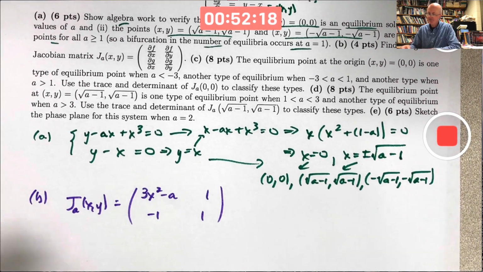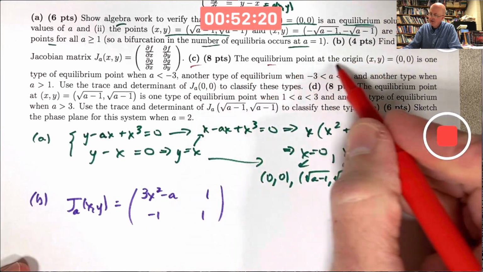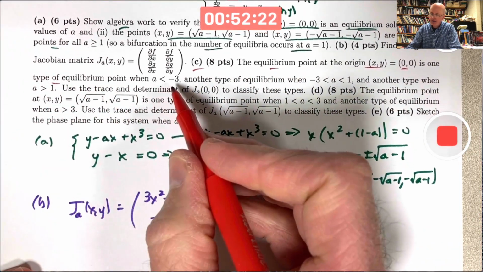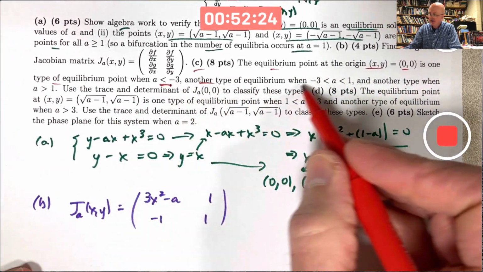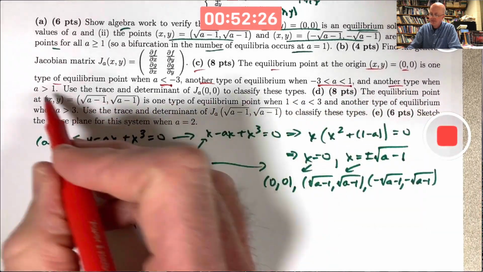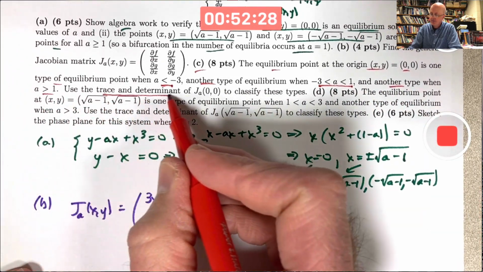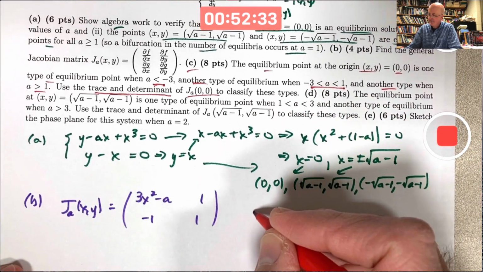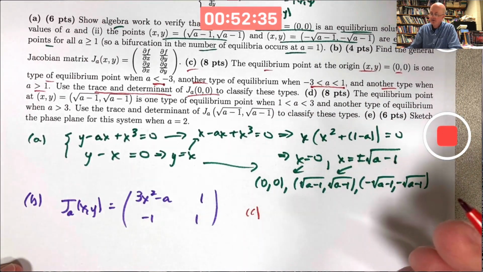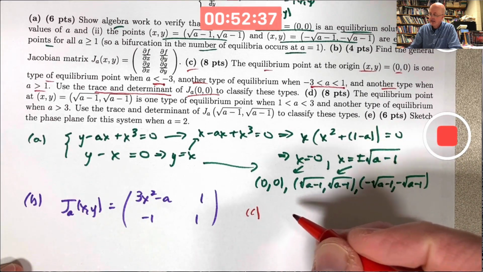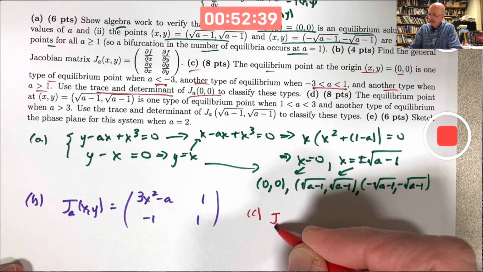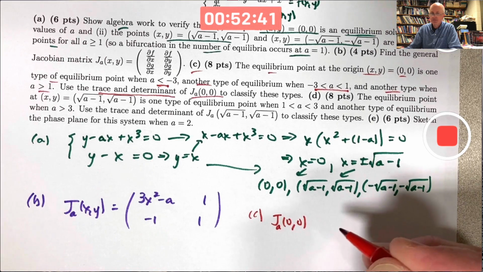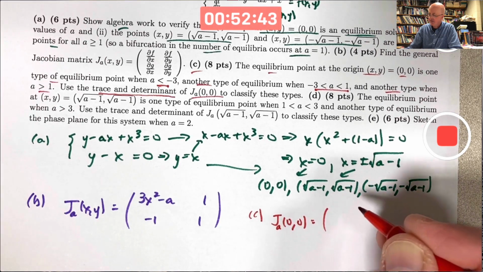Part C, the equilibrium point at the origin is one type of equilibrium point when a is less than negative 3, another type when a is between negative 3 and 1, and another type when a is bigger than 1. Use the trace and determinant of the Jacobian matrix to classify these types. And I'm really using linearization, officially the Hartman-Grobman theorem. I'm plugging in the origin at an arbitrary value of a.